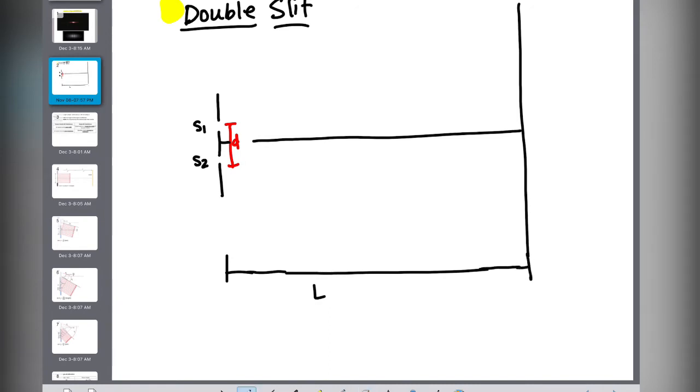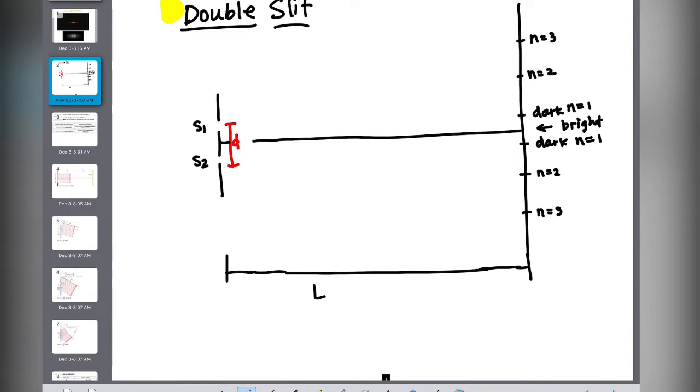Then we measure the bright and the dark spots. The spot in the middle is always bright, because there is always constructive interference right at the middle. Then the first dark line on each side we call n equals 1. Then the next dark line is n equals 2, and then n equals 3, on both sides.